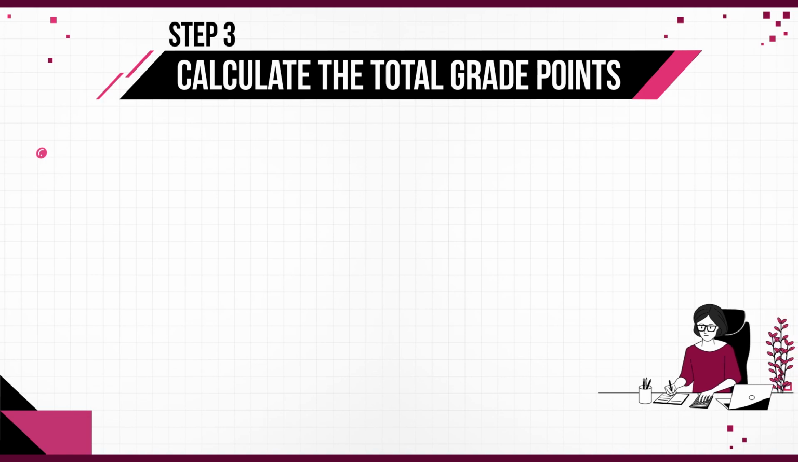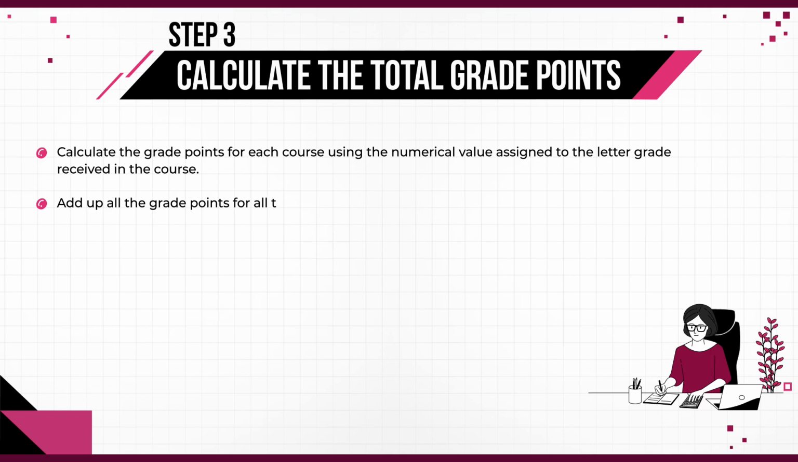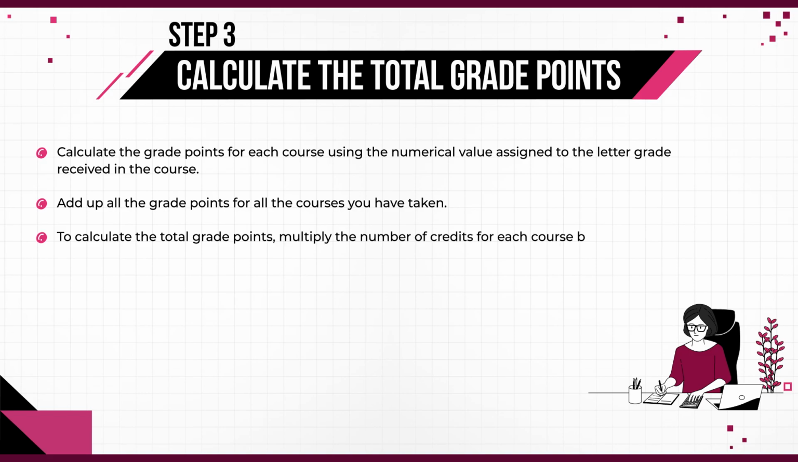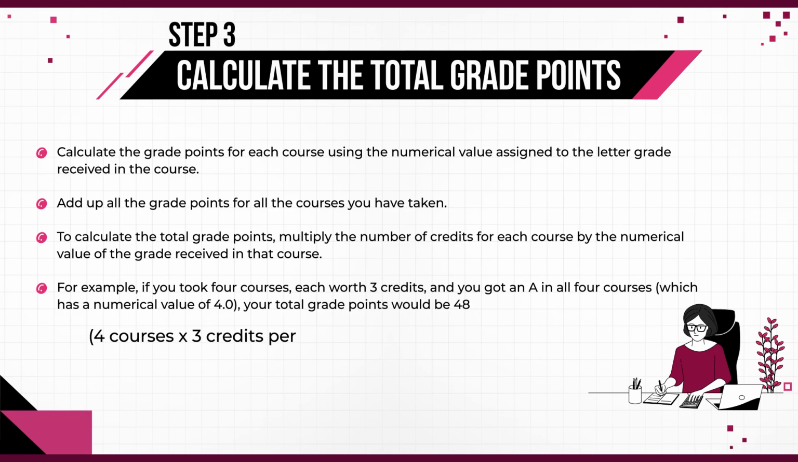Now that you have calculated the grade points for each course using the numerical value assigned to the letter grade received in the course, the next step is to add up all the grade points for all the courses you have taken. To calculate the total grade points, multiply the number of credits for each course by the numerical value of the grade received in that course. For example, if you took 4 courses, each worth 3 credits, and you got an A in all 4 courses, your total grade points would be 48: 4 courses multiplied by 3 credits per course, multiplied by 4.0, the numerical value for an A.